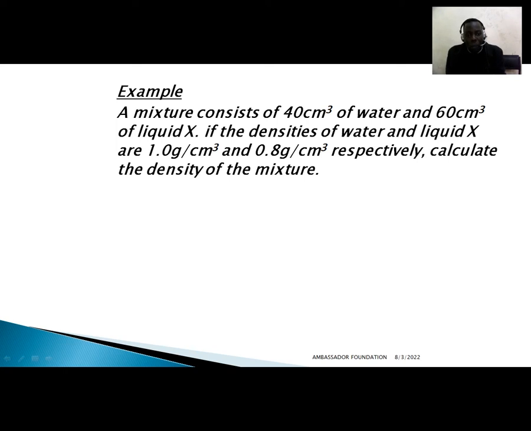Density of water is 1 gram per centimeter cubed. The mass of water you find using the density and volume, you get 40 grams. Just aside, write liquid X. Volume 60, density 0.8. Mass is given by 0.8 times 60, which is 8 times 6, 48. Then total mass over total volume.